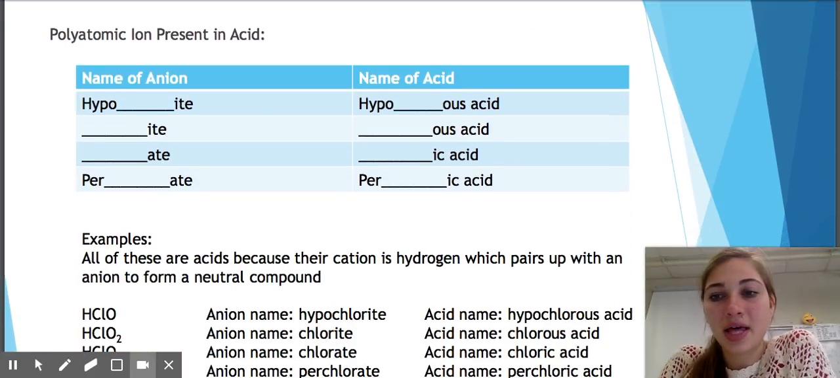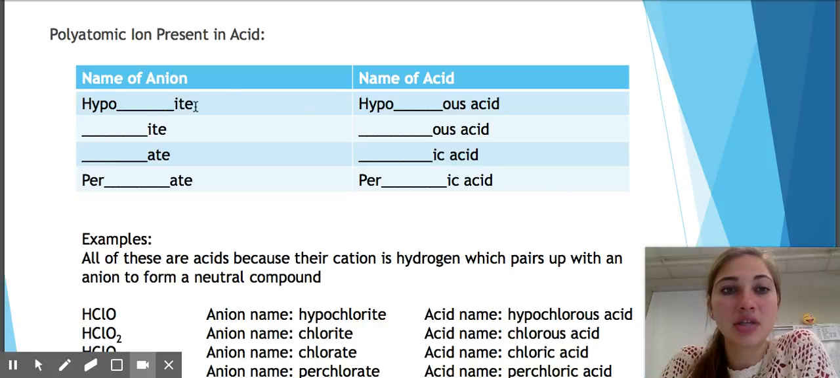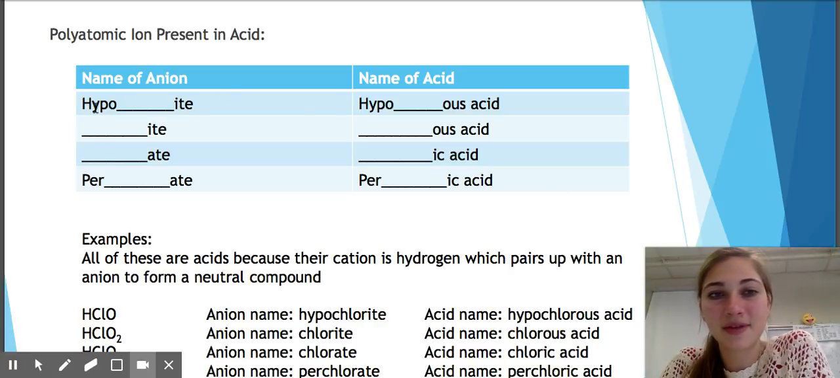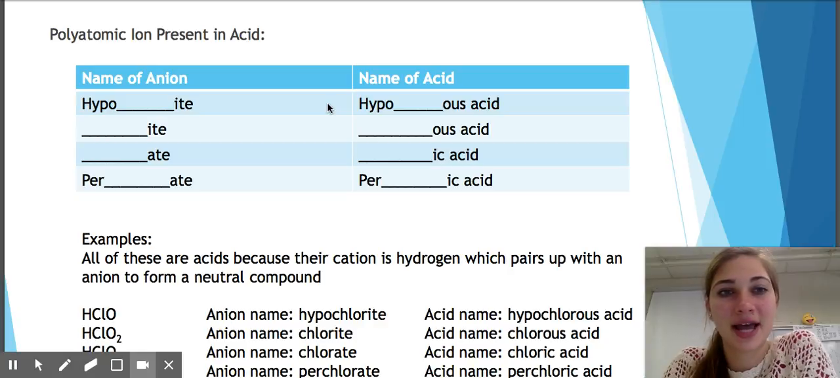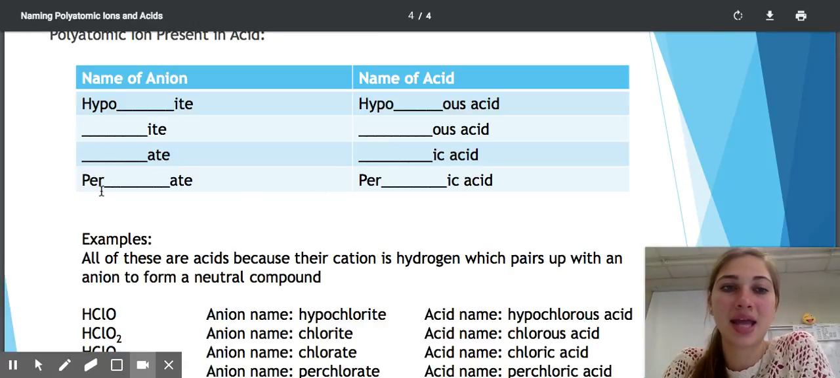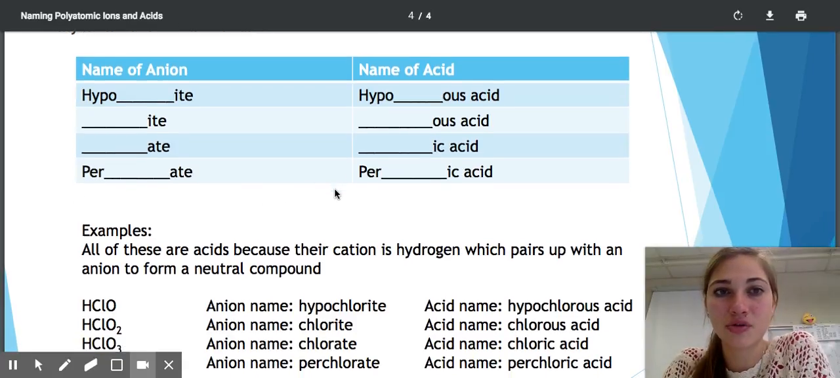Now, if you have a polyatomic ion present, it's going to change a little bit. So we have to know our names of our polyatomic ions in order to convert it to an acid. So any prefix that's on our polyatomic ion is going to stay. So if our anion is hypo, root word, ite, it's going to go to hypo blank ous acid. Ite will always change to OUS. Ate will always change to ic. And again, any prefix that we have will remain the same.